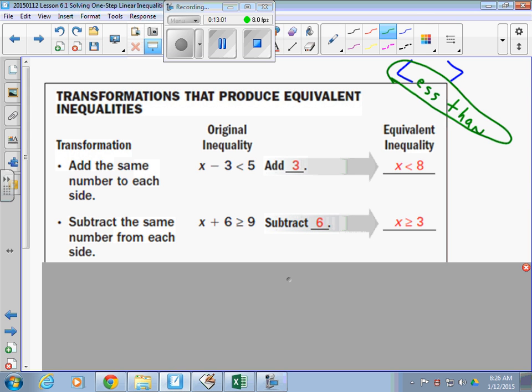Notice it points to the smaller numbers. You can't do that with the other one. So the other one is greater than. So if you ever get confused with the two, you can write less than.